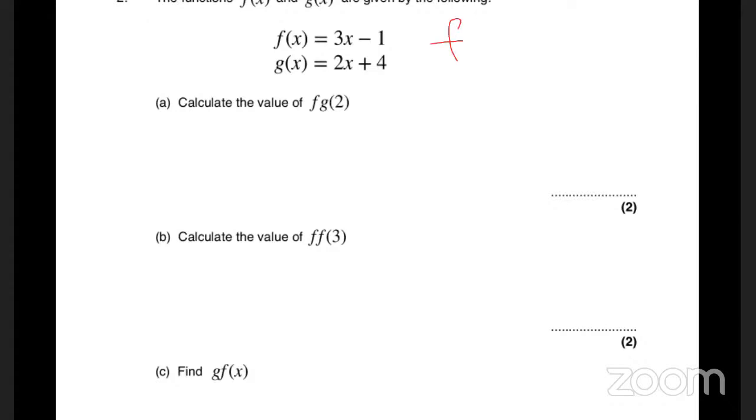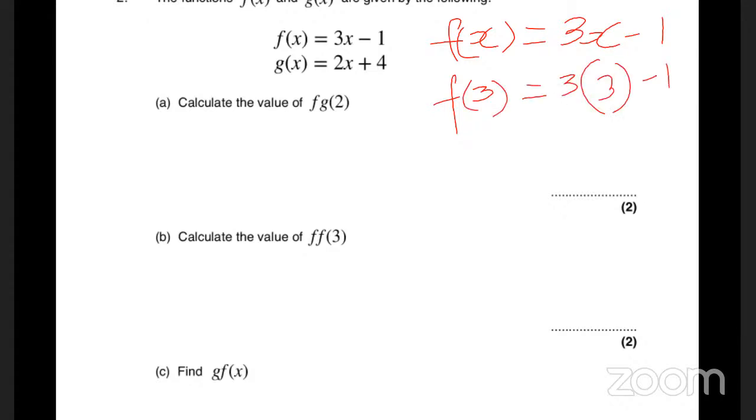So we write down that function f(x) = 3x - 1. What are we going to put into it? 3. So we write f(3) = 3(3) - 1. 3 times 3 is 9, minus 1 gives us 8. Now that we have found f(3) to be 8, we are going to take this and invest it into f. So we're now going to have f(8) that we're looking for.